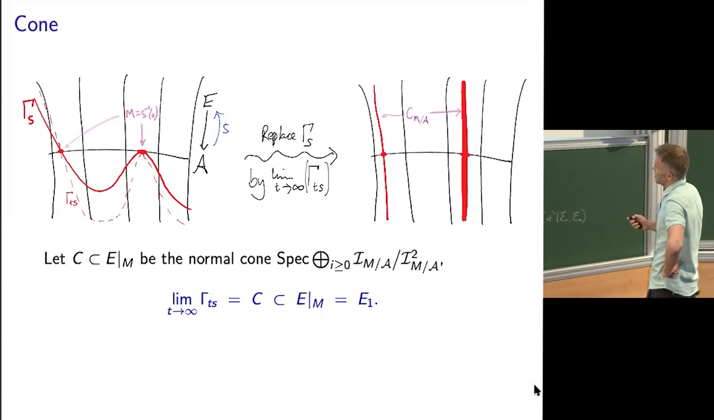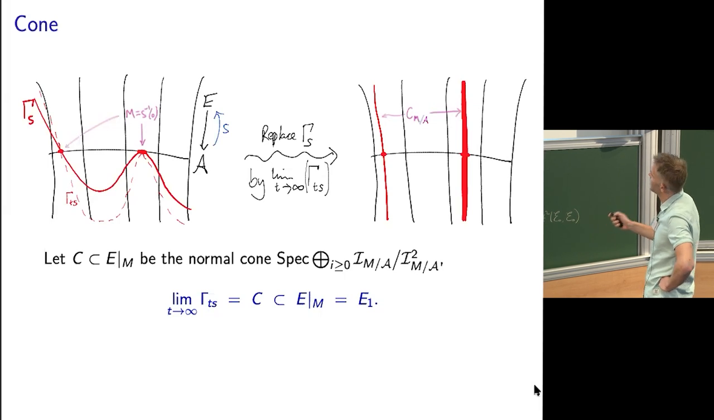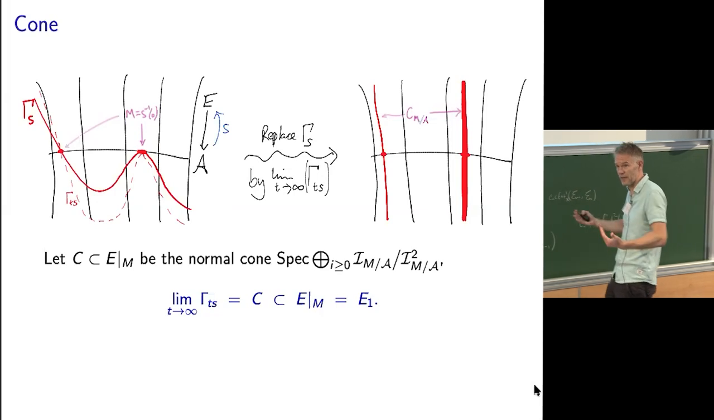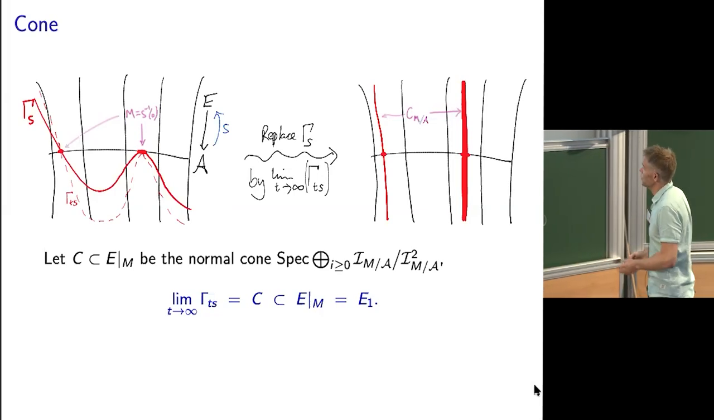And this has a huge advantage. Replacing the graph by the cone has the huge advantage that now I have no data left away from M. All my data is now concentrated over M. So I don't need A anymore once I have the cone, which is good for us.